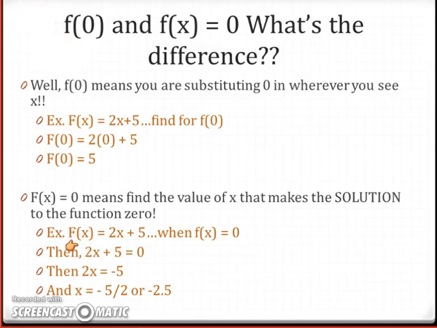So here's our function equation. If we have 2x plus 5 equals 0, then you're going to use inverse operations to solve. We'd subtract 5 on each side so that our 2x term is by itself. And that's how we end up with 2x equals negative 5. And then the last step, to get x by itself, you divide each side by 2. So x equals negative 5/2, or as a decimal, negative 2.5. So make sure you recognize that there is a difference between f of 0 and f of x equaling 0.